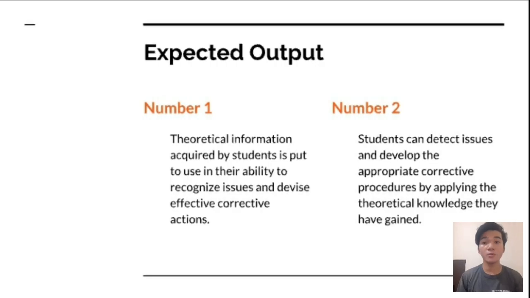Expected output number 1, theoretical information acquired by students is put into use in their ability to recognize issues and devise effective corrective actions. Number 2, students can detect issues and develop the appropriate corrective procedures by applying the theoretical knowledge they have gained.